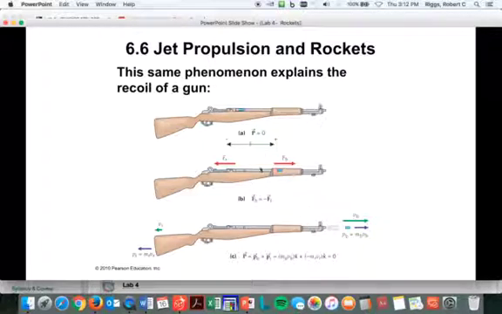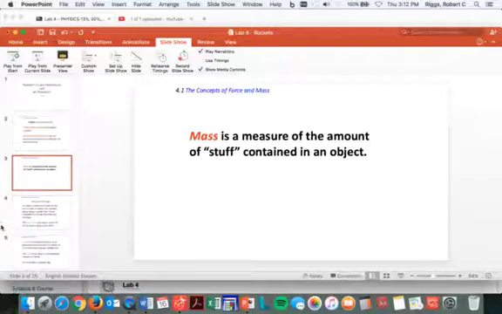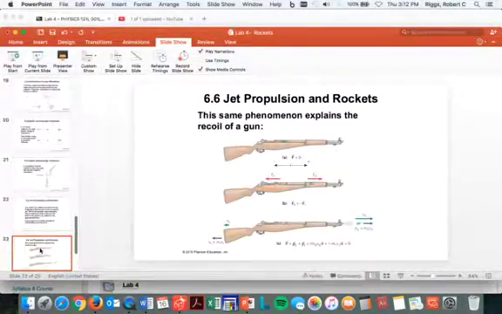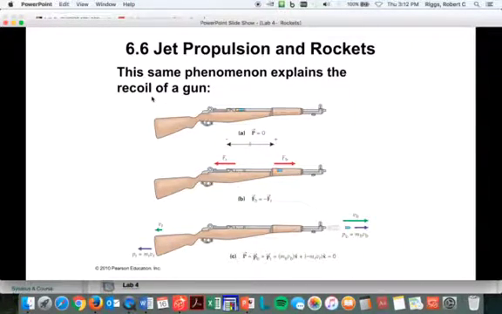Okay, so here we go. Here's the bullet. Bang. Force on the bullet, force on the rifle, you get a little recoil. So you get this really fast bullet going this way and slower recoil going this way.